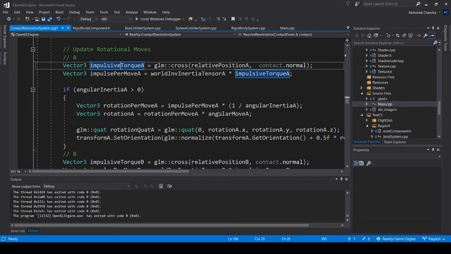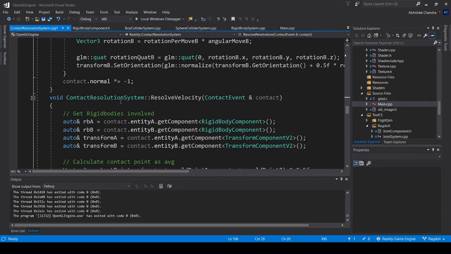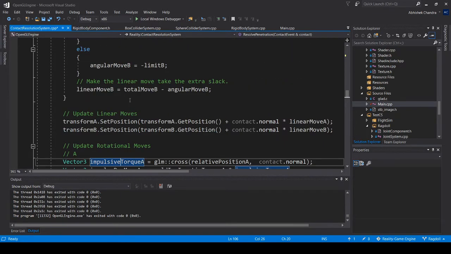Unlike the linear motion where we could simply add it along the direction of normal, here after calculating the rotation or the change in angle, we have to convert that to a quaternion. So basically, we have a quaternion. We want to rotate that quaternion by a certain angle. Then what is the resulting quaternion? So that's the math that we're doing here, and then finally setting the orientation to that quaternion. And that's it. We do that for object A and B, and we have the penetration algorithm.